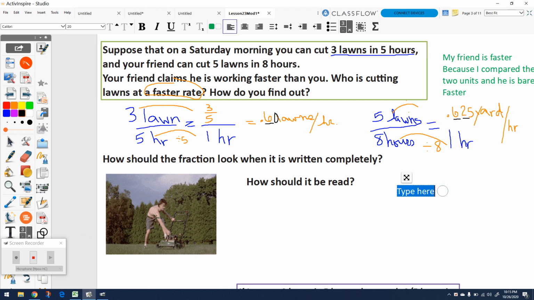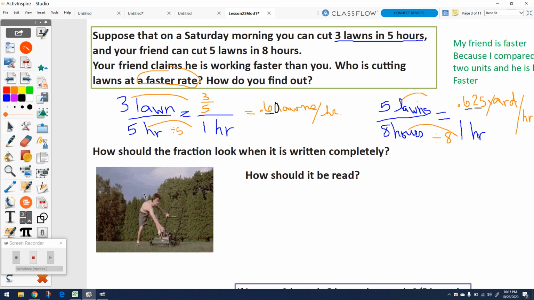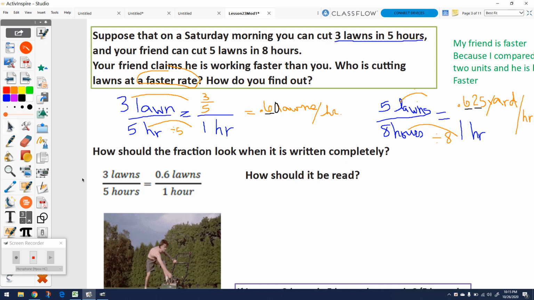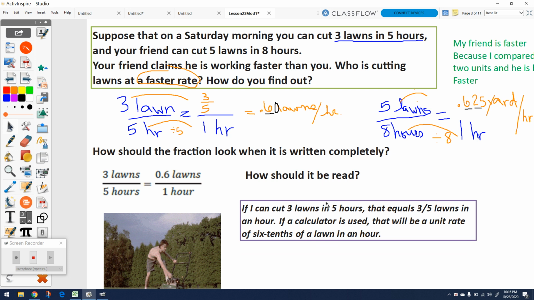Okay, and how should it be written? If you were really going to write this out, make sure it would be looking like this. And then we need to know how to read it. So if I can cut 3 lawns in 5 hours, that equals 3/5 of a lawn in an hour. If a calculator is used, that will be a unit rate of 6/10 of a lawn in an hour.